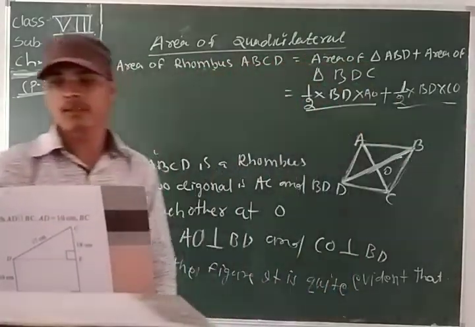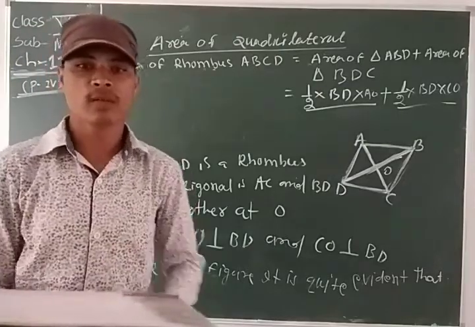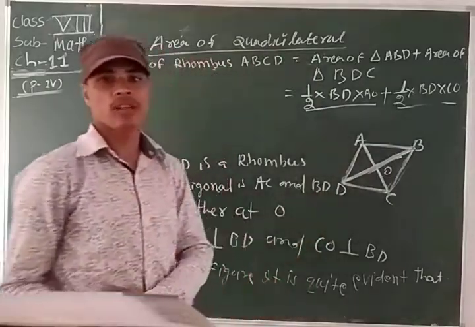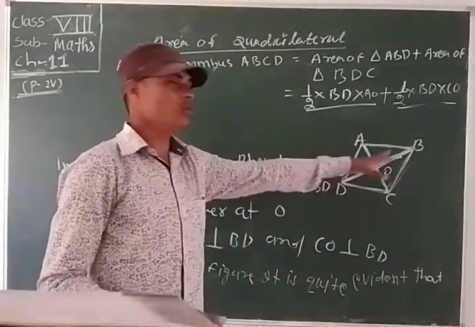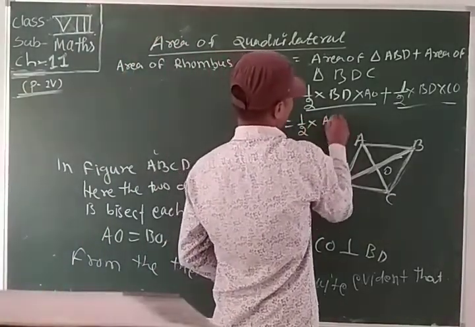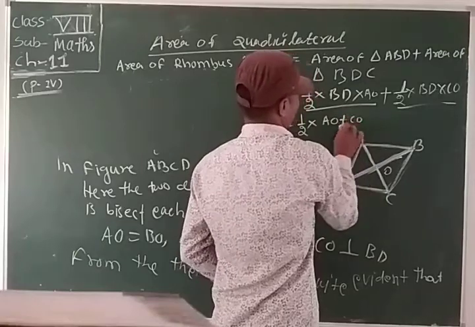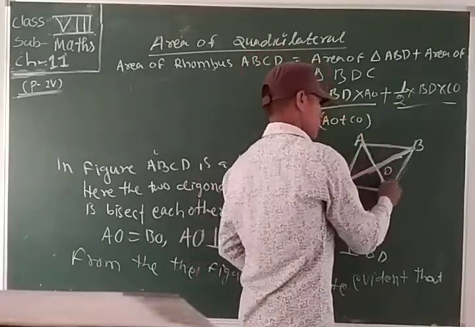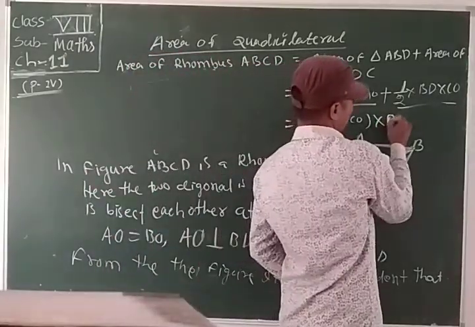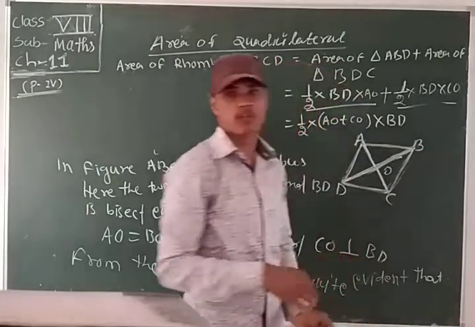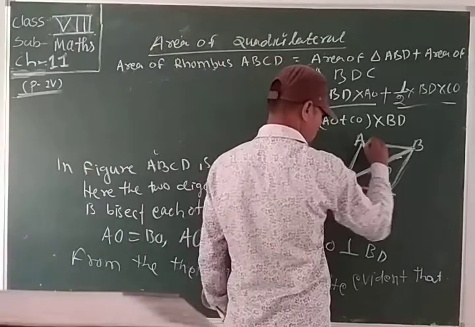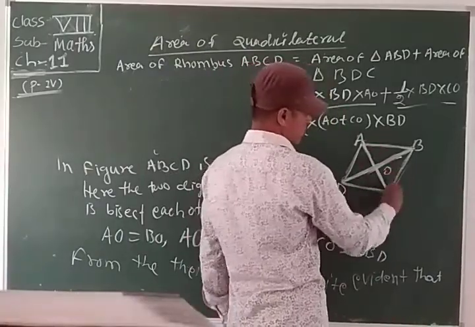Then when we observe the formula, what is 1 by 2 into AO plus CO? That means 1 by 2 into the sum of the two diagonal heights into base. So 1 by 2 into AO plus CO into BD. Why BD? BD is the common base of both triangles. Then AO plus CO equal to AC.